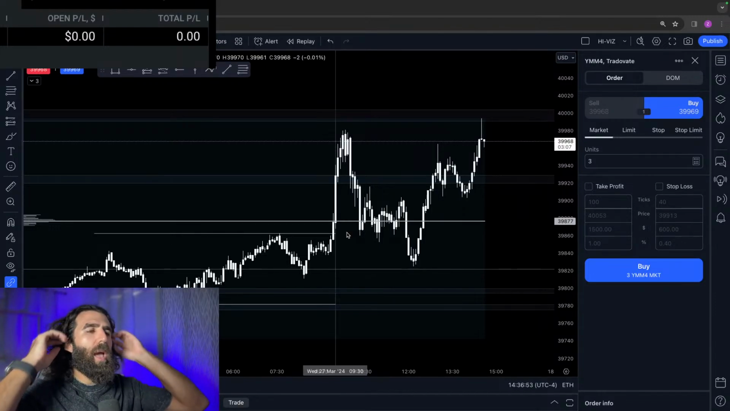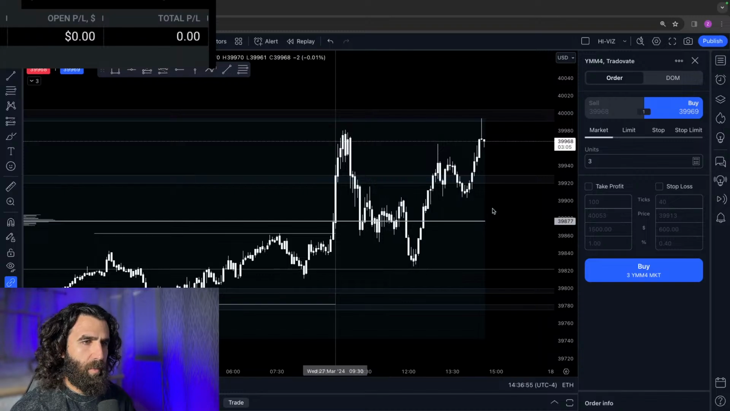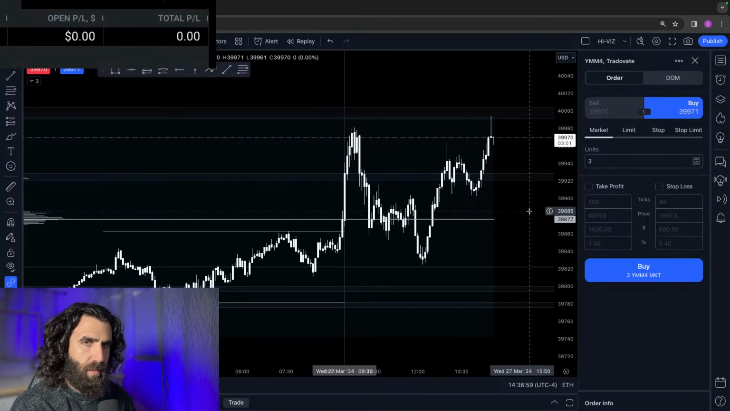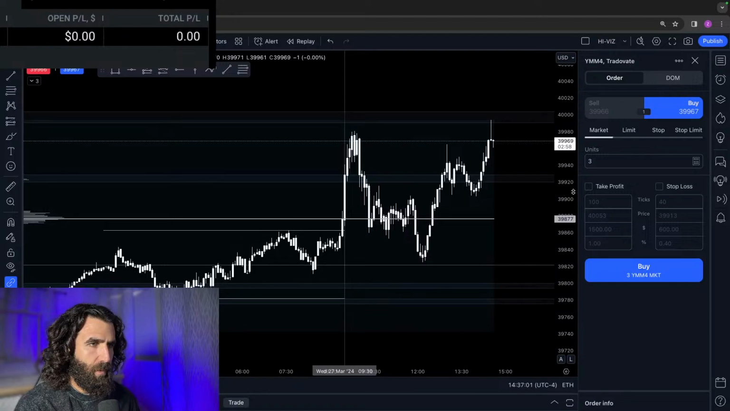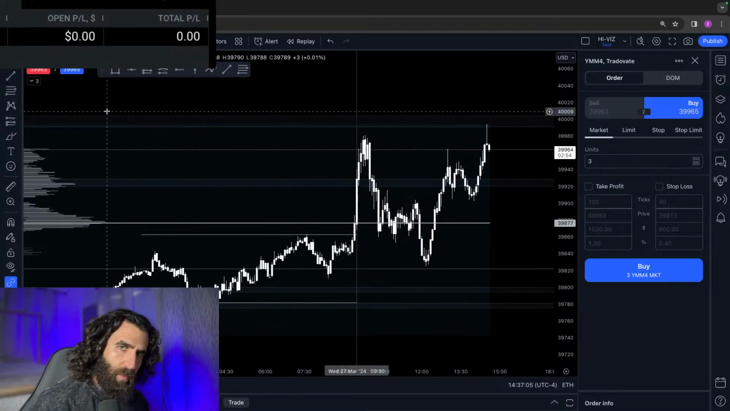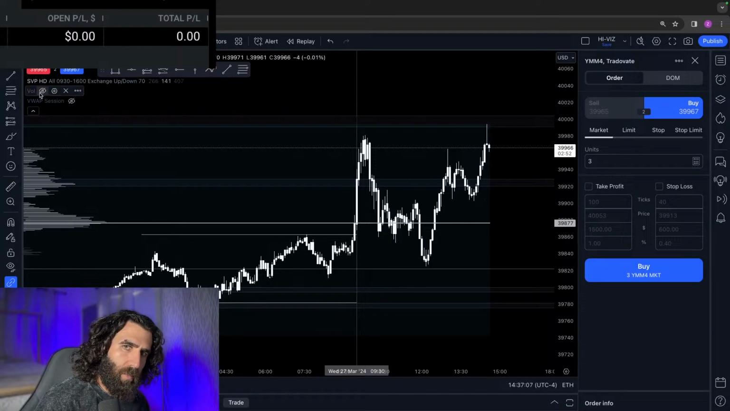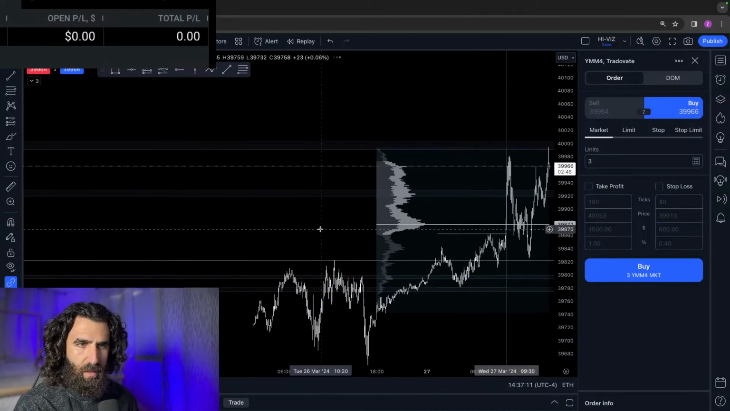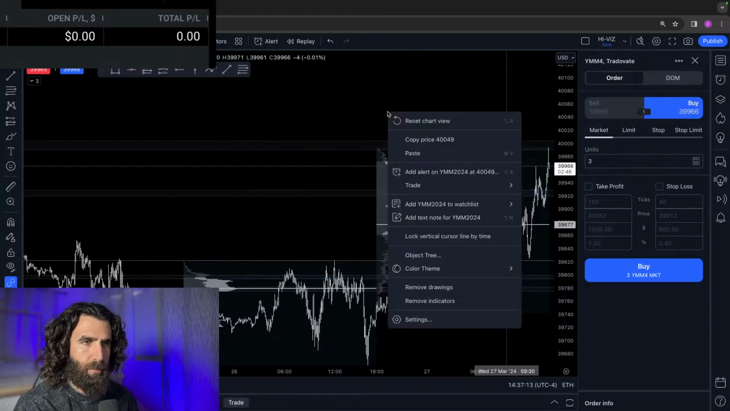All right, we're looking at Dow futures coming towards the end of the day. This is the YM 5-minute chart. I'm usually a no indicator guy, but I got some volume stuff up here. This is just session volume, volume profile, plotting some horizontal levels here.